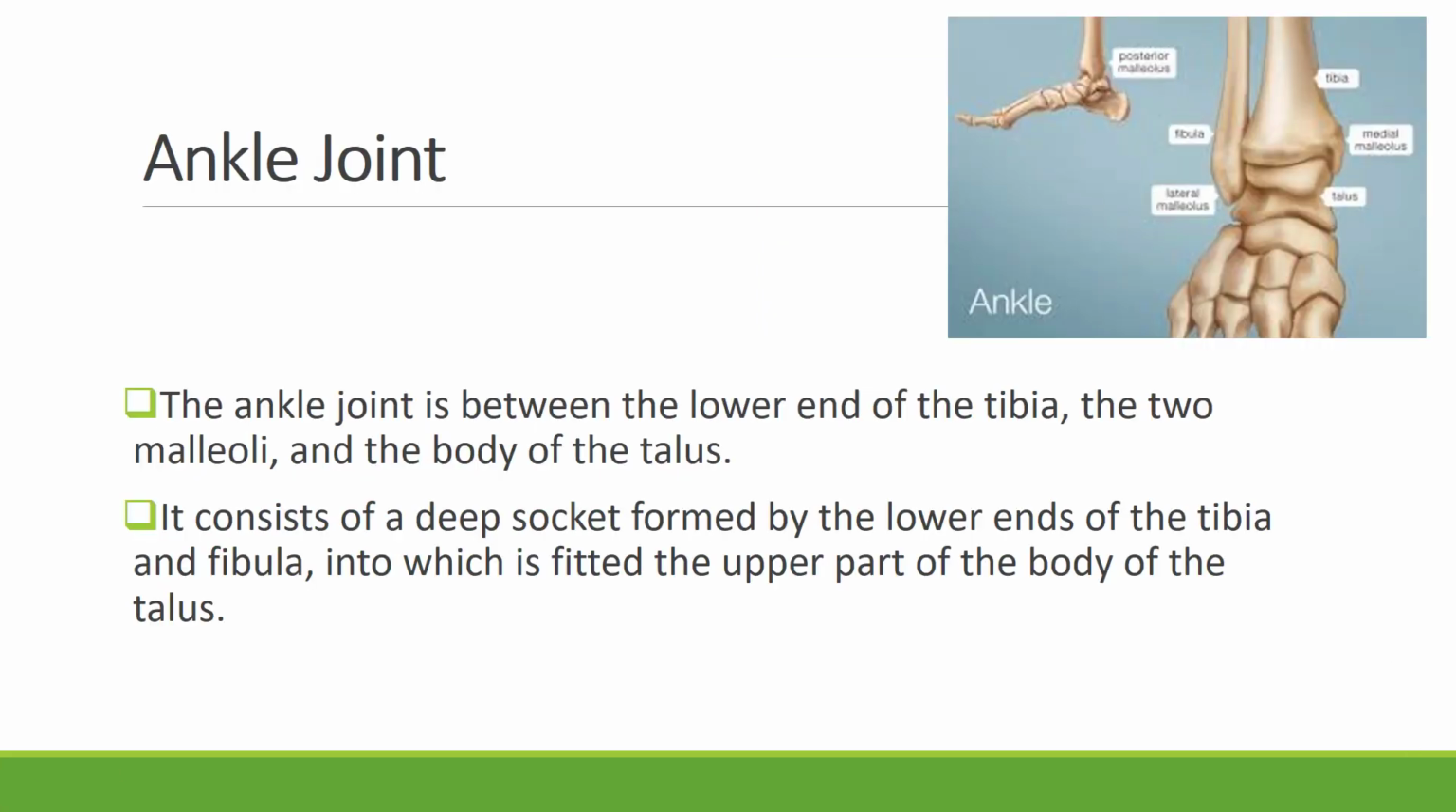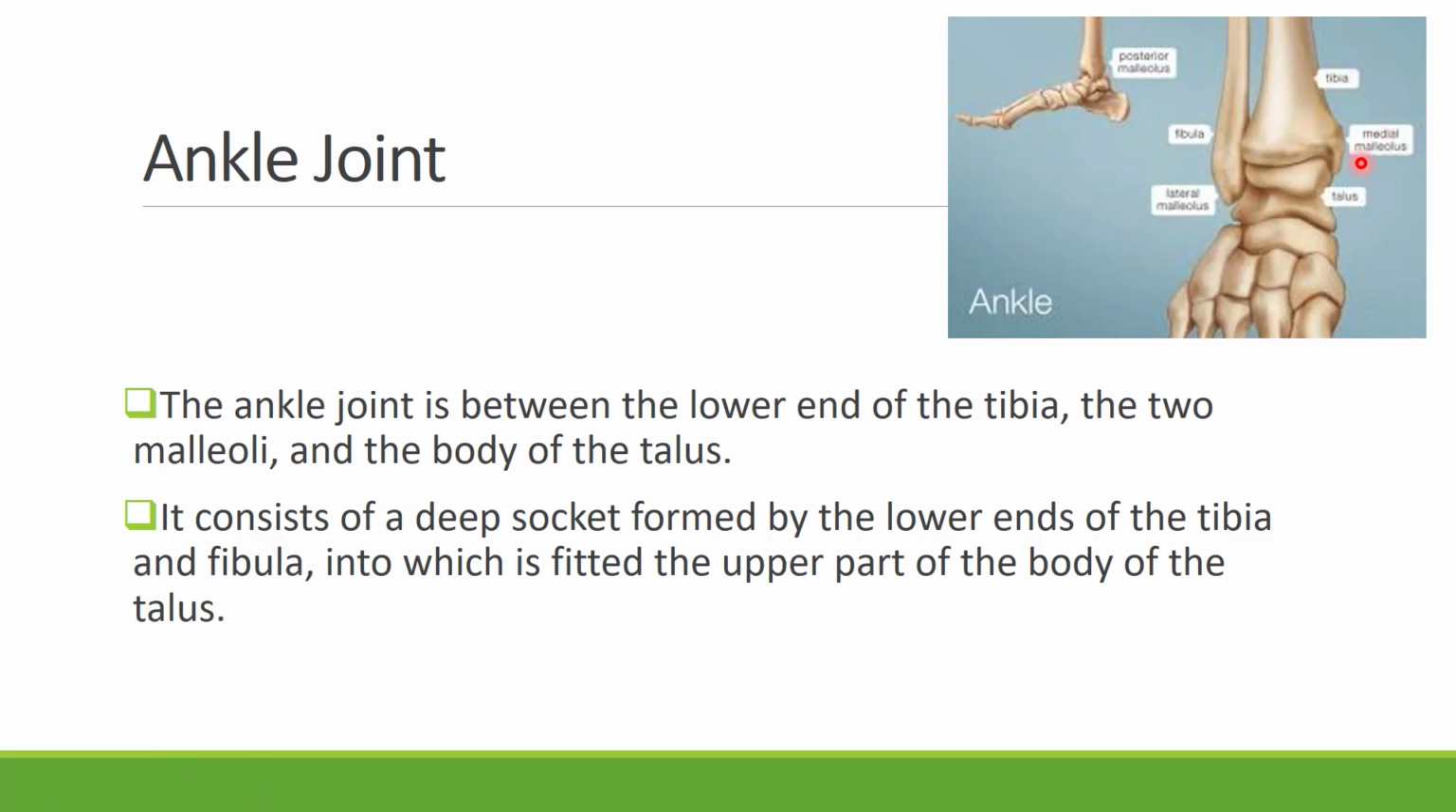Today we will discuss the ankle joint. The ankle joint is between the lower ends of the tibia. See here, this is the bone tibia and this is the lower end of the tibia. The two malleoli, the medial malleolus in the tibia bone and the lateral malleolus in the fibula bone, and the body of the talus. This is the bone of the foot, which is the talus bone.